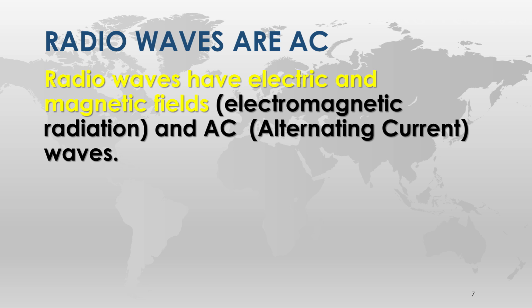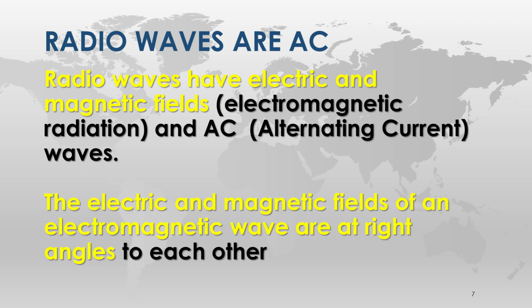Radio waves have electric and magnetic fields, or electromagnetic radiation, and are AC, alternating current. So RF, radio frequency, is AC. The electric and magnetic fields of an electromagnetic wave are at right angles to each other. So you've got the electric field and the magnetic field. And that's what makes up polarization.